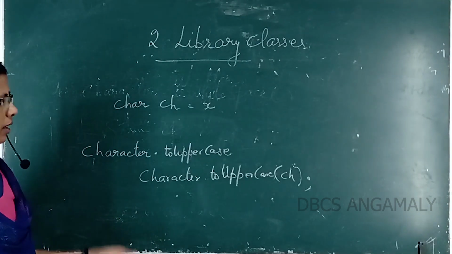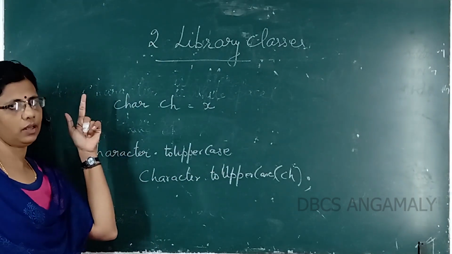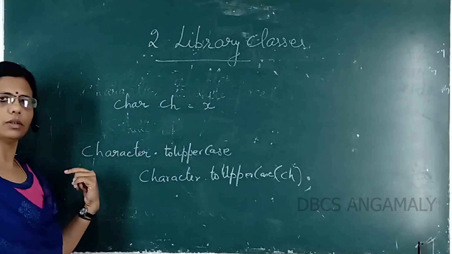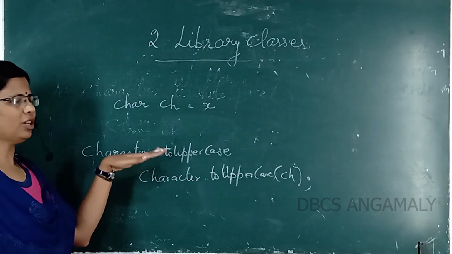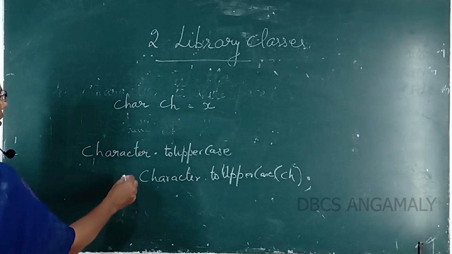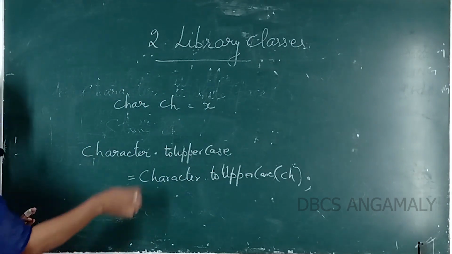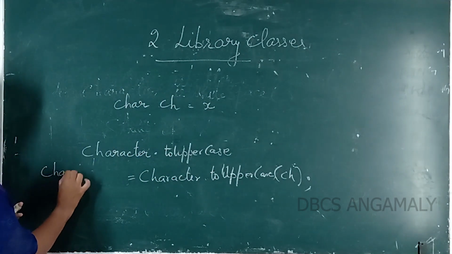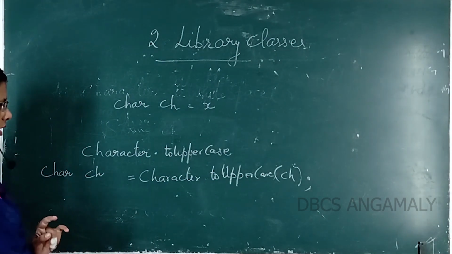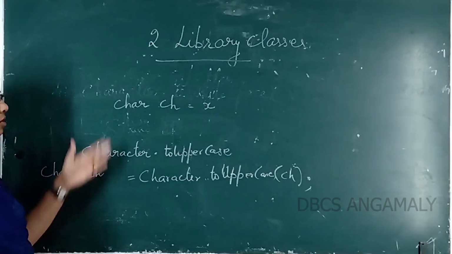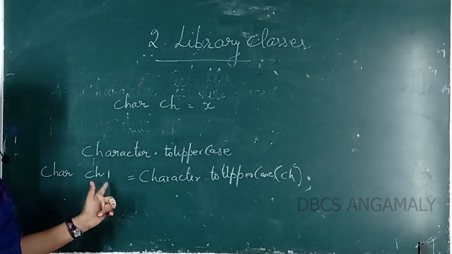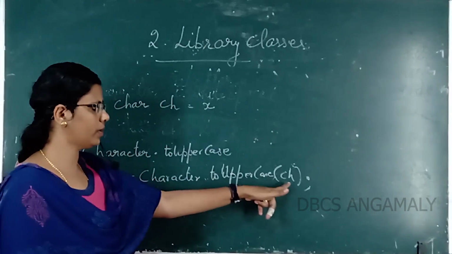So you must note that for all the previous functions, the result was either true or false and the data type was boolean. But here, you are not checking, but rather you are converting it into uppercase. So in that case, your return data type also should be of char. So I can either give char ch = Character.toUpperCase(ch), or if you don't want to miss the original one, you want to store it in another variable, I just say char ch1 = Character.toUpperCase(ch).